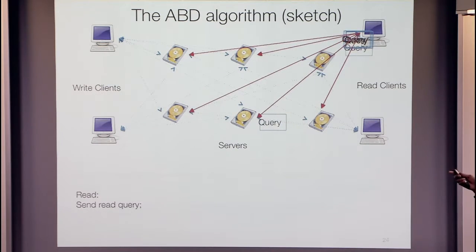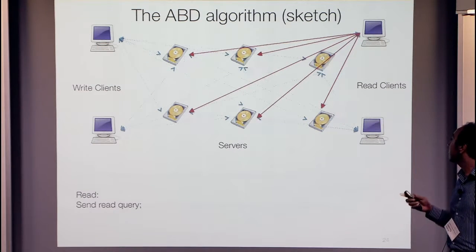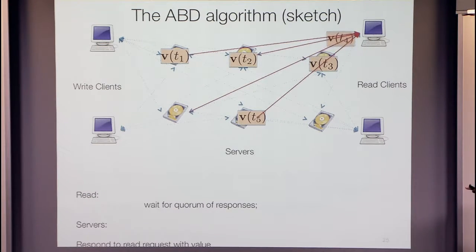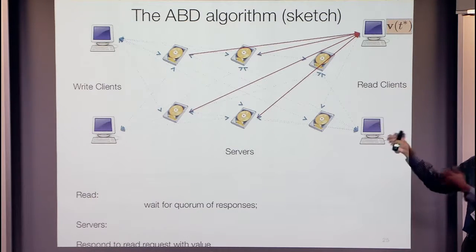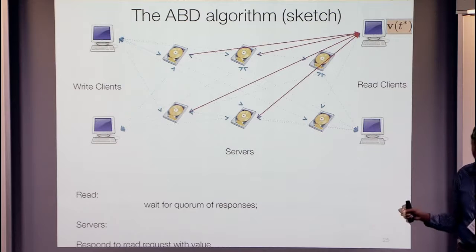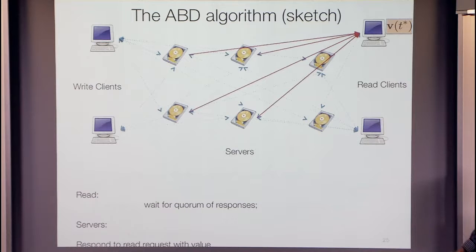Similarly, a read sends a read request to all the servers. It doesn't know who has failed, who's alive. It sends packets to everybody. Servers respond with the value that they store. As long as it gets values from at least one quorum, it picks the highest timestamped value and returns it. So this makes the ABD algorithm look very simple and trivial. There are actually additional steps. The read actually has an additional write-back step and things like that. I'm not going to talk about those details because they're not relevant to the problem.